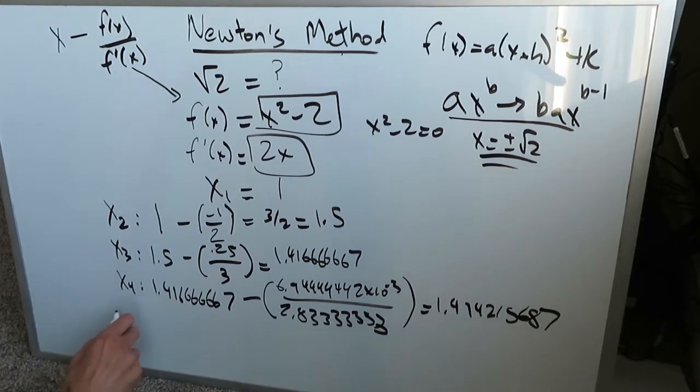Now for the 5th iterative process, this number has to come over here, and now this number has to run through the same loop that we're talking about.